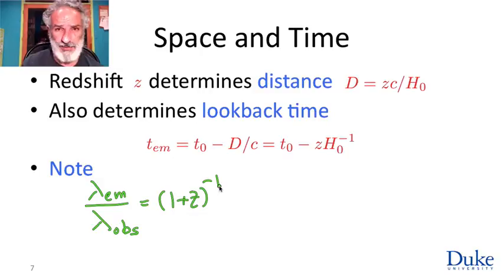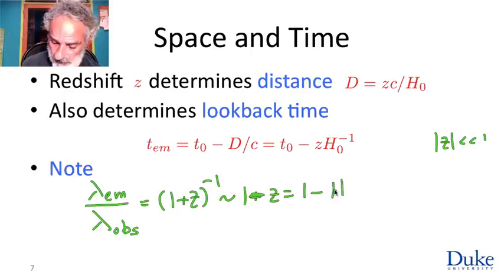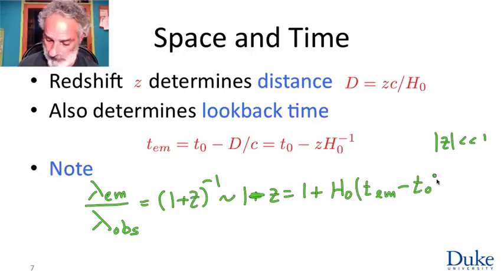Now, I'm going to assume that I'm in the reasonably small redshift neighborhood of non-relativistic motion, so that this expression is correct, first of all, and second of all, that because z is much less than 1, I can use Newton's approximation to approximate 1 plus z to the minus 1 as 1 minus z. Okay, and then from here I have an expression for minus z, which says that minus z is plus H0 times t emission minus t0.